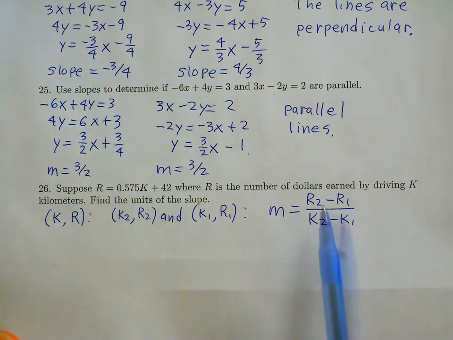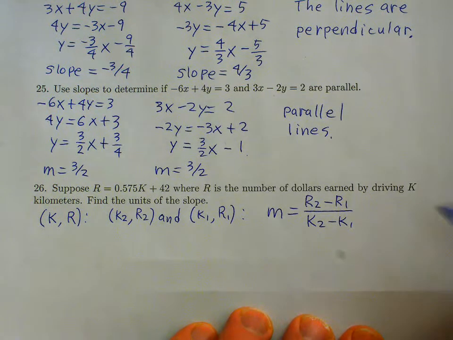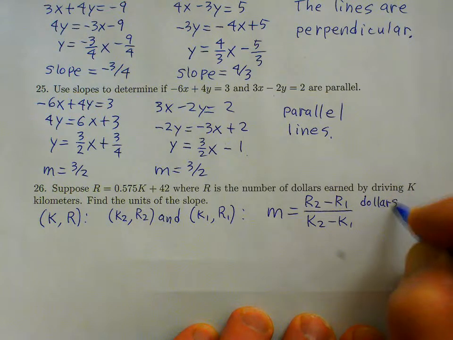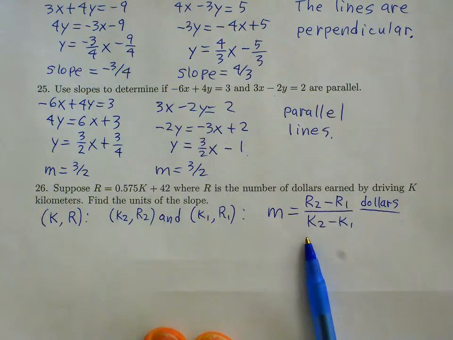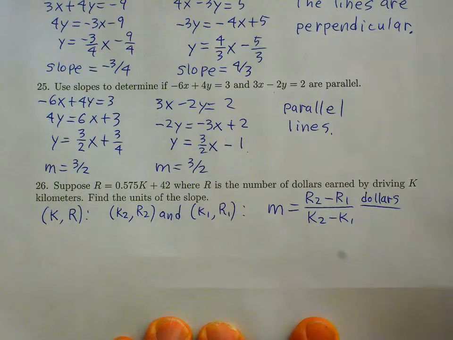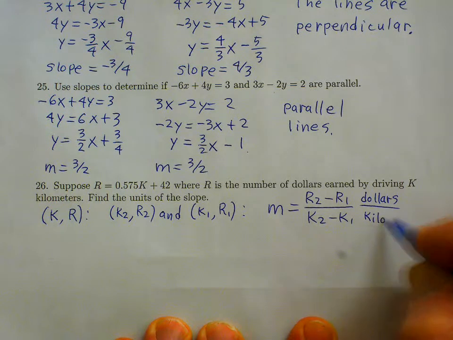So what's the units for capital R? That is given in the problem. It says R is the number of dollars earned. So the units for the numerator are dollars. And the units for K are kilometers. So the units for the slope are dollars per kilometer.